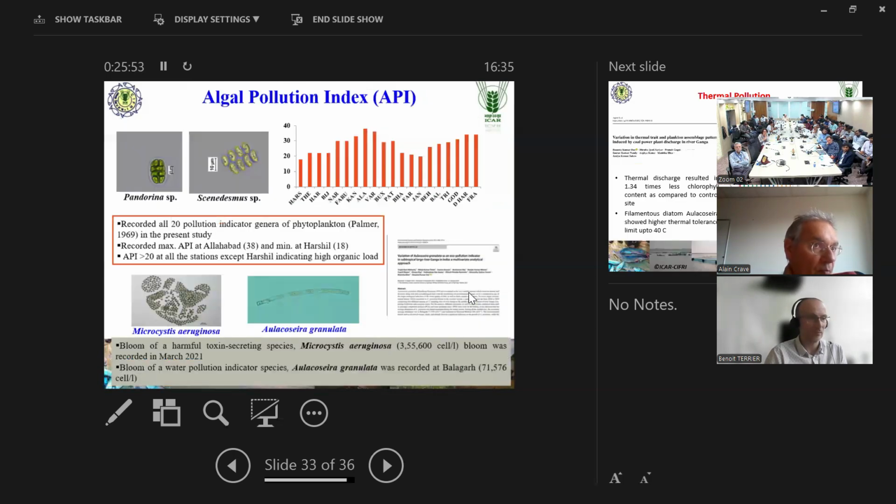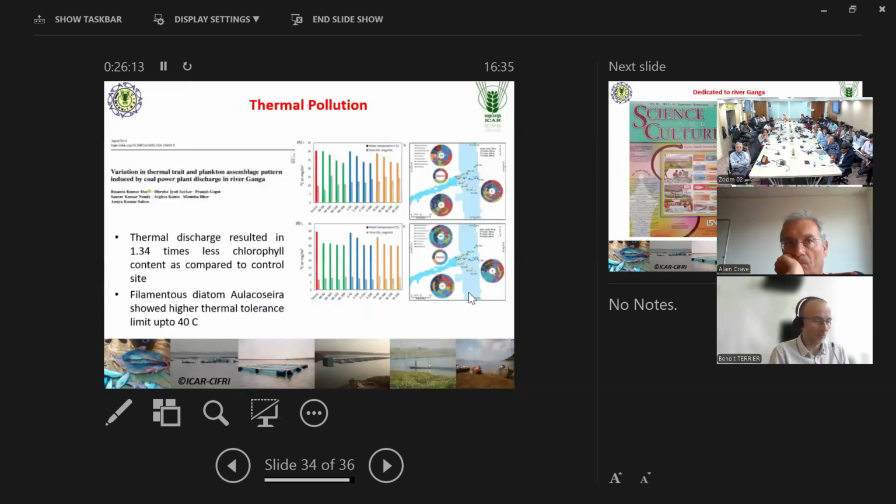When we go for the algal pollution index, similarly as the benthic pollution indices, we go for the algal pollution indices. It is found that there are 20 pollution indicator genera of phytoplankton in the present study in the entire river system. And this is what my student published last month, particularly what we have done on the coal power plant discharge.